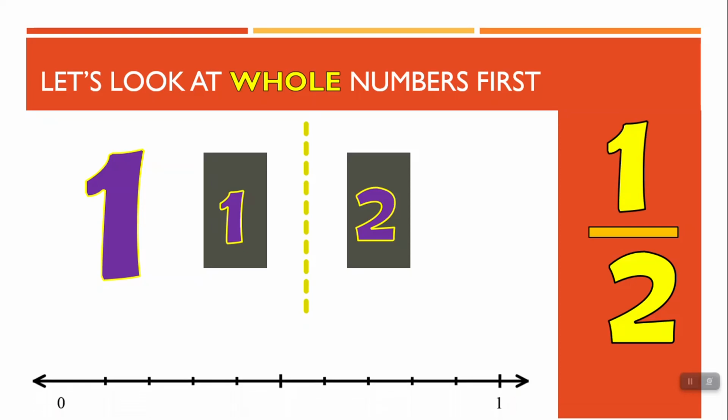On the number line, that's 1/2, and that piece is 1/2, and 1/2 is represented on the number line between 0 and 1, right in the middle.